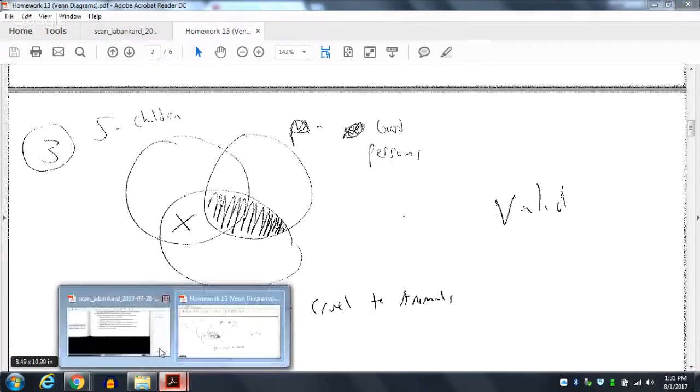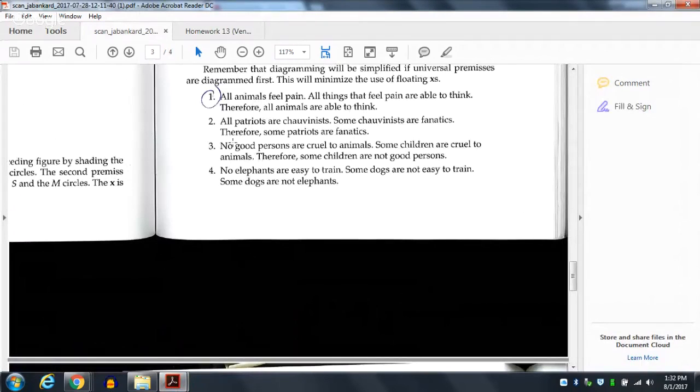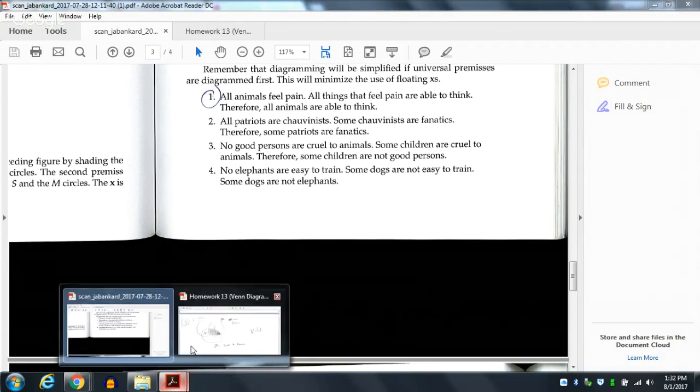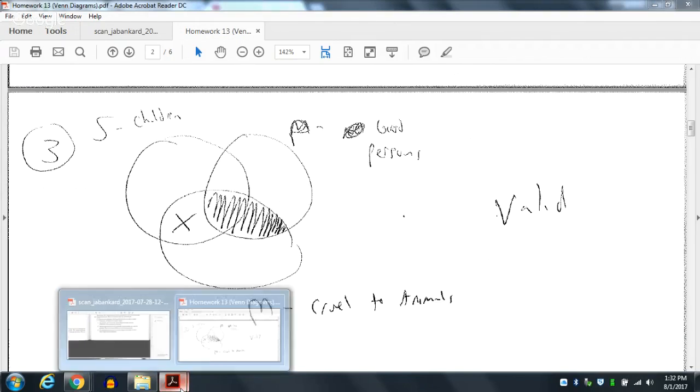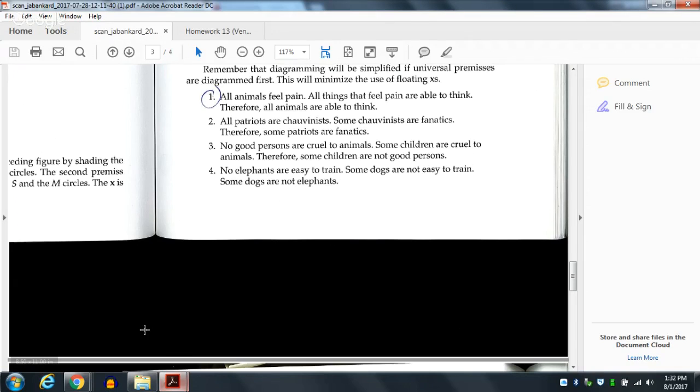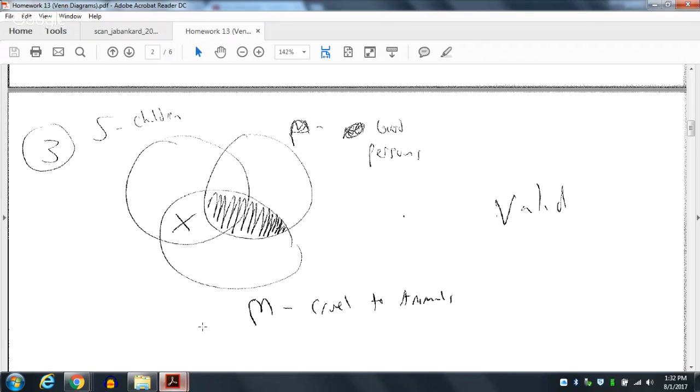All right. Number three, no good persons are cruel to animals. Some children are cruel to animals, therefore some children are not good persons. So we get children, good persons, cruel to animals. Okay, we've got all three categories lined up, and then we diagram one at a time. No good persons are cruel to animals. So this is cruel to animals, this is good persons. You've got to say there's nothing in the overlap. If you're cruel to animals, you're not a good person. If you're a good person, you're not cruel to animals. Nothing can exist here in the overlap.